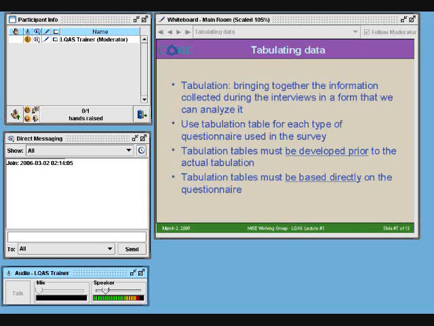Tabulation is the process of bringing together all the information collected during the interviews in a way that we can analyze it. And to do this, there are a couple of options. One is to do the tabulation manually with active participation of those who are involved in data collection. The other option is to make use of a computer program, for instance EpiInfo, to enter the data in electronic form for further analysis. Both options, if done correctly, should provide the same results.